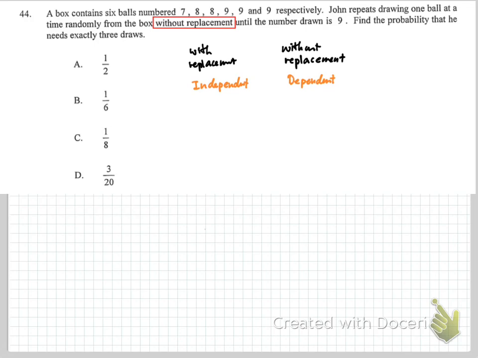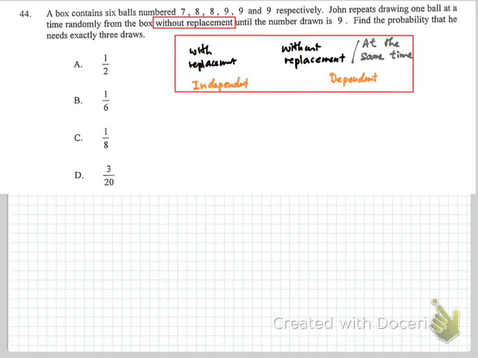There is also a similar case when you pick the numbers at the same time. When you pick the numbers at the same time, it is just like without replacement. Remember that. If you pick the things at the same time, it is also a dependent event. Be very careful on how to distinguish between dependent and independent situations. So in part 1 and part 3, we talk about the difference between dependent and independent situations.